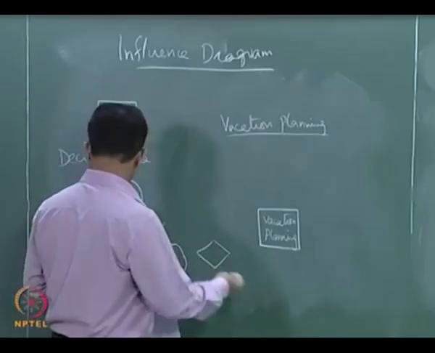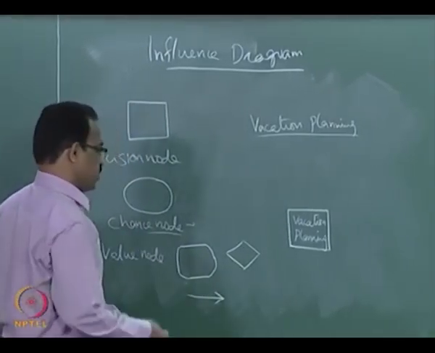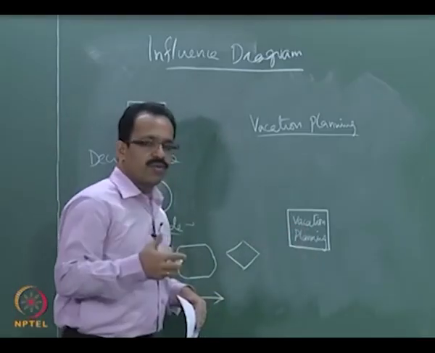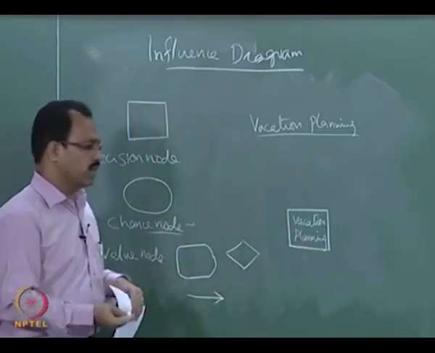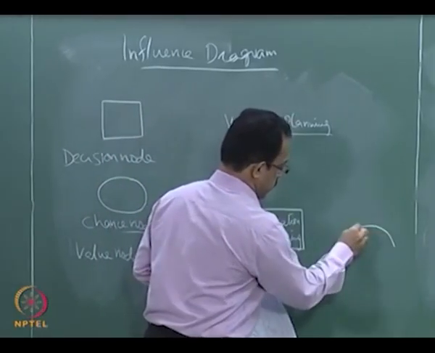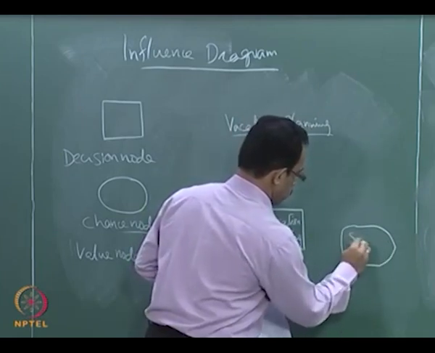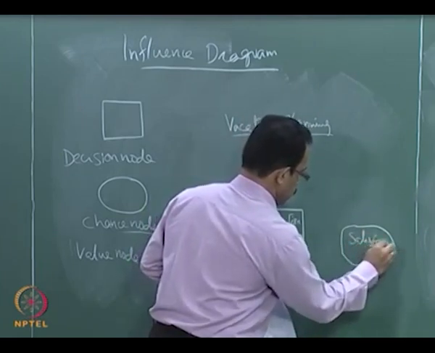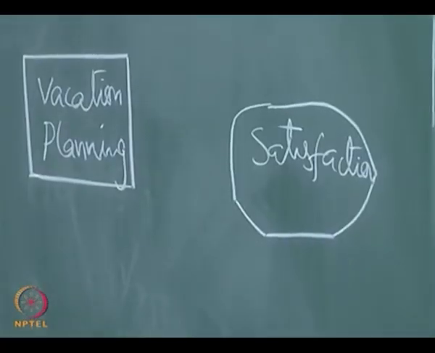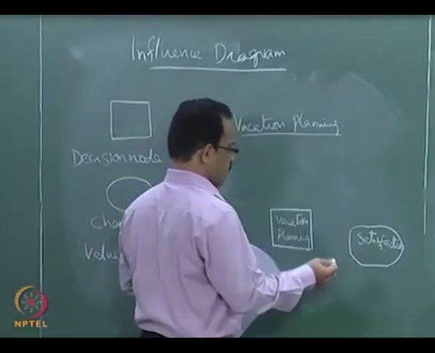And then there is a value node, which is represented by a round triangle. The value node is the outcome of that particular decision. So we have to plan a vacation, and the value is what we actually achieve through that decision. Here, the satisfaction of going for a nice vacation is the value.